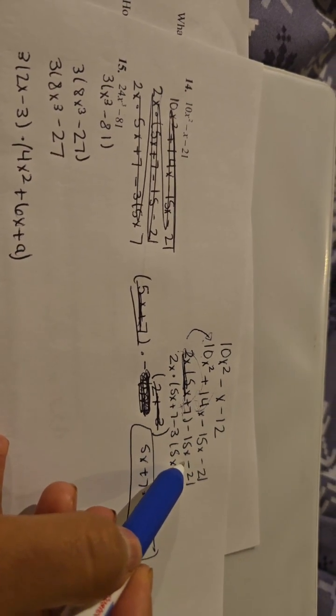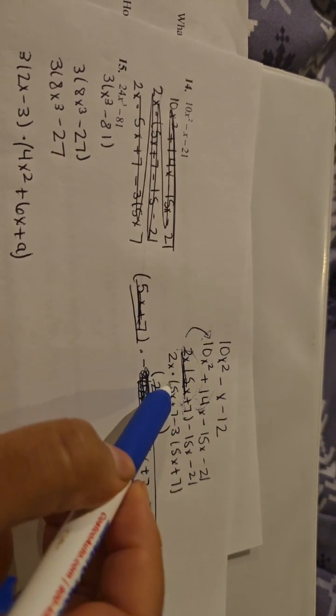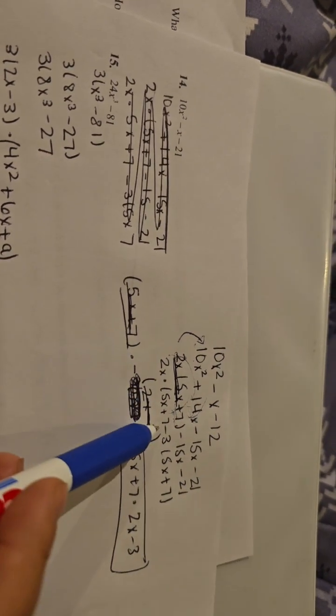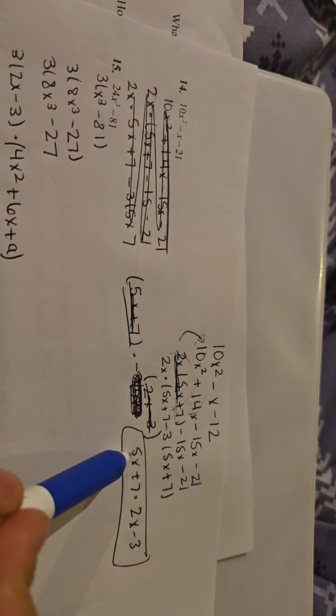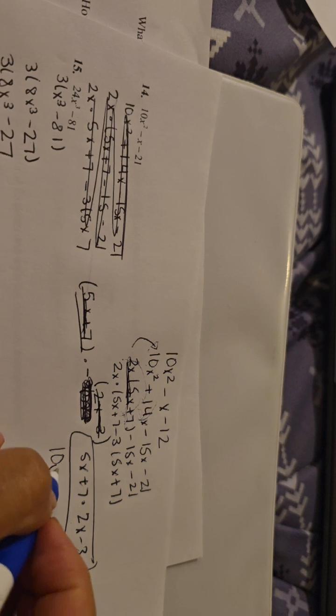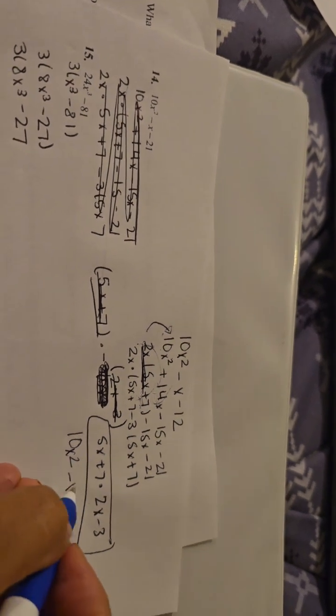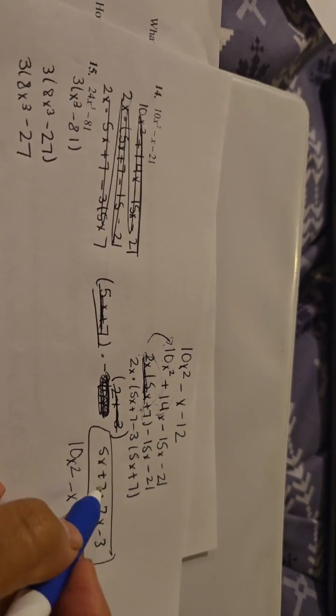15x take away 21. As we're going on, we are breaking it down even more. So we have 5x plus 7 times 2x take away 3. And if we were to put all of this back, it would be 10x2, our x, and then our 12, right? Because we multiply these. Yeah, so we're going to do the same thing here.